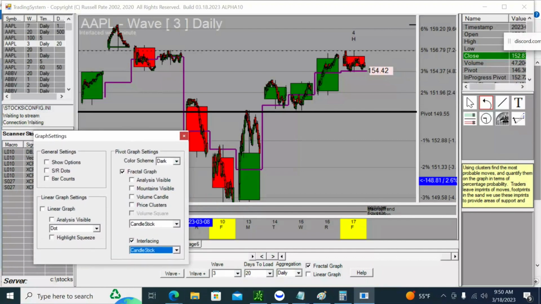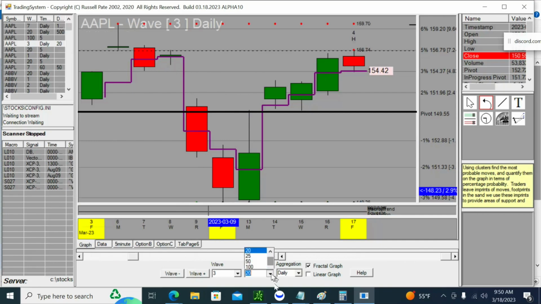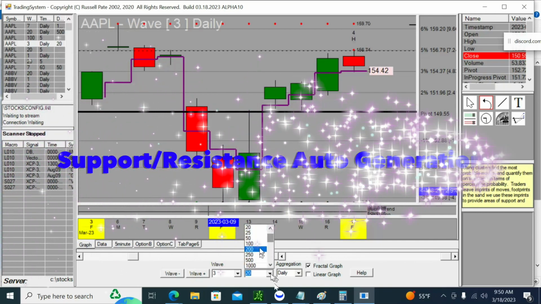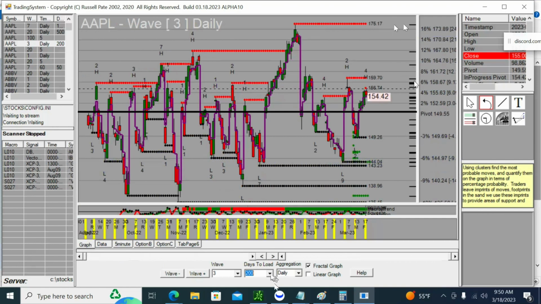And then there's the support and resistance and stuff. Let me turn this off for a second. I'm trying to add all this stuff back in. So support and resistance is calculating. It's mapping over to these imprints that are on the right-hand side.